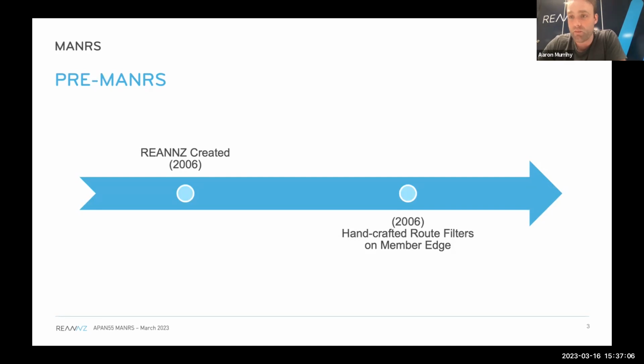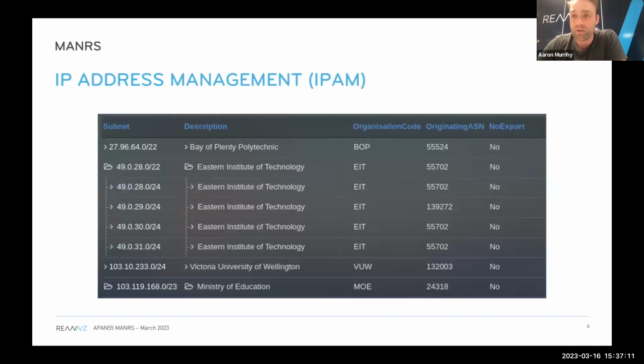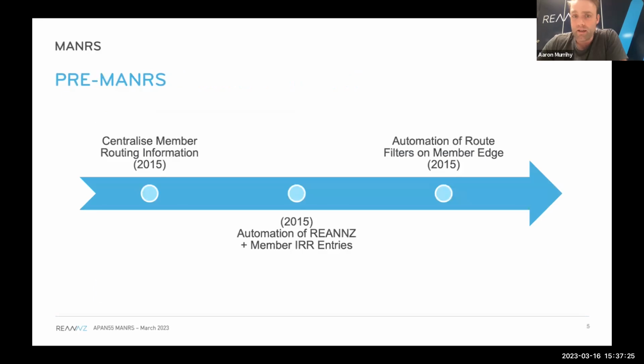But around 2015, we decided we needed to do a bit more. The next step was to pull all of our member and REANS routing information into an IP address management database so that we could manage it all centrally. And from there, that allowed us to start automating.